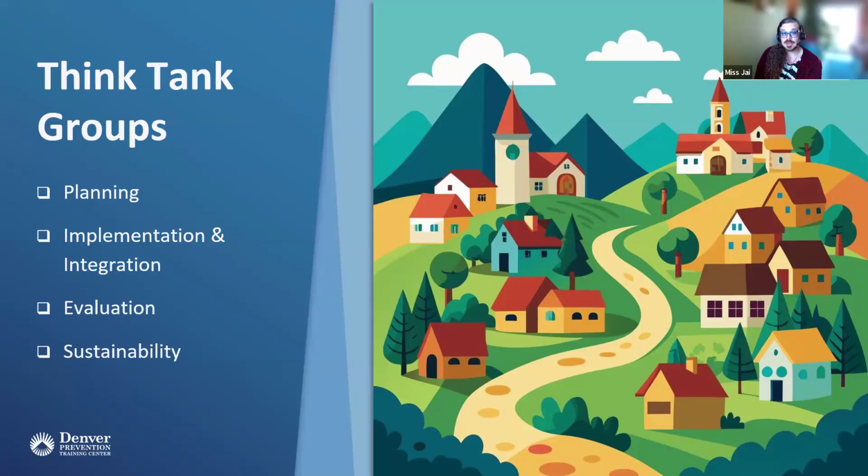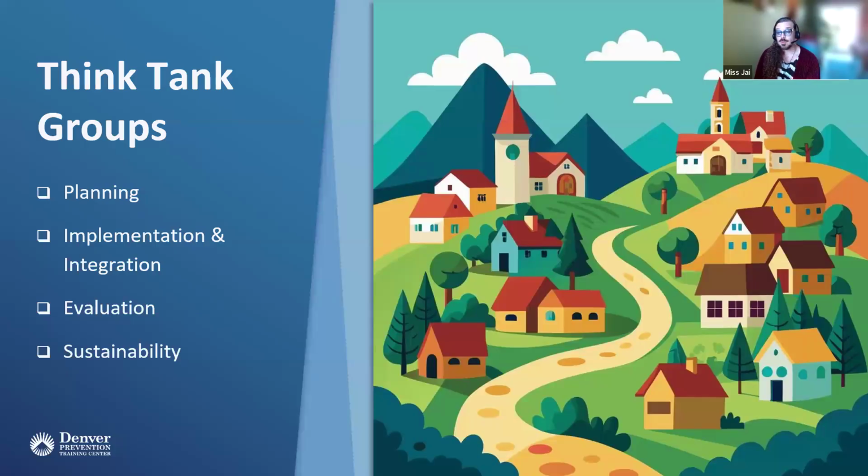So with this community of practice, we do include some think tank questions or prompts so that you can take a deeper dive into what we have talked about today, while figuring out how to apply that to the work that you currently do or would be doing. So we're going to provide you with those prompts based on these different groups. A planning group, an implementation and integration group, an evaluation group, or a sustainability group.